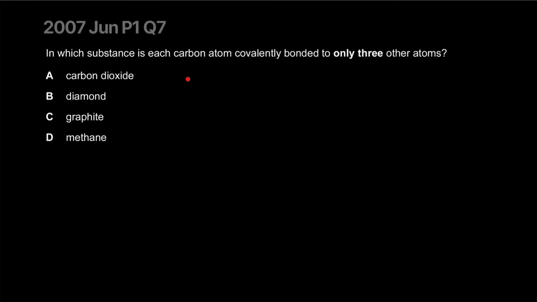In which substance is each carbon atom covalently bonded to only 3 other atoms? Sounds like graphite to me. So carbon can make 4 bonds, right? Especially in organic, we see that a lot. It makes 4 bonds in everything except graphite or graphene, where it makes these hexagonal things.